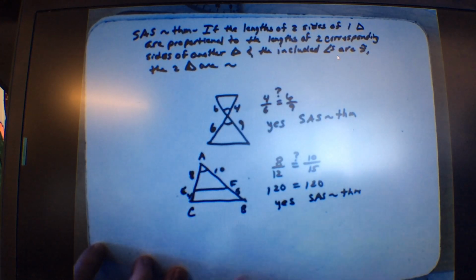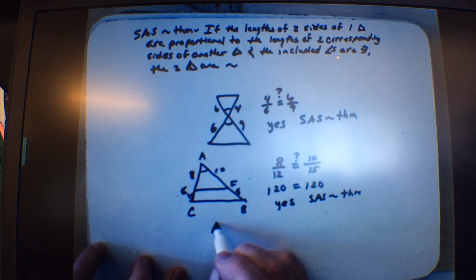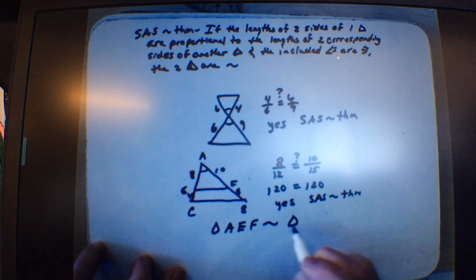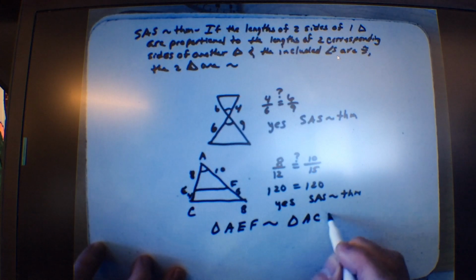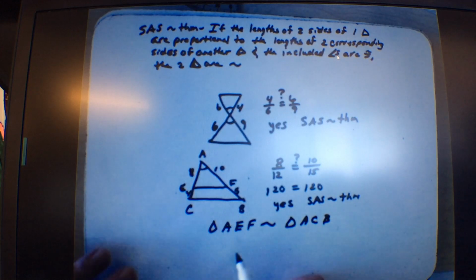But now we need a similarity statement, don't we? Okay, so I'm going to start by saying triangle AEF. What is that similar to? ACB. Okay? And there's your similarity statement. All right? So on page 525, they have the 3 listed down there. They have the AAA similarity postulate, the SSS similarity theorem, and the SAS similarity theorem. Did you get that?